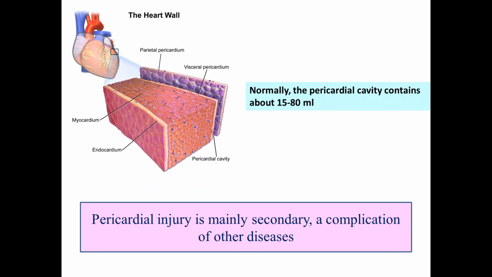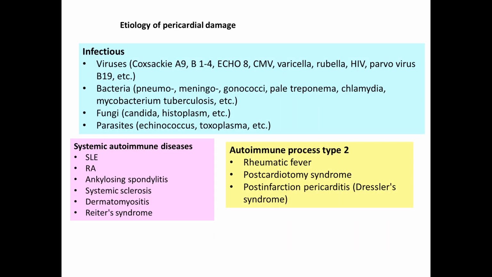You know, the pericardium has two layers, visceral and parietal. Between them, we have the pericardial cavity. Normally, the pericardial cavity contains about 15 to 80 milliliters of liquid. Pericardial injury is mainly secondary, mostly a complication of other diseases.